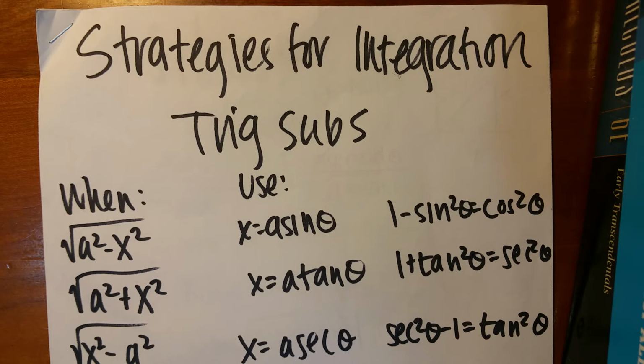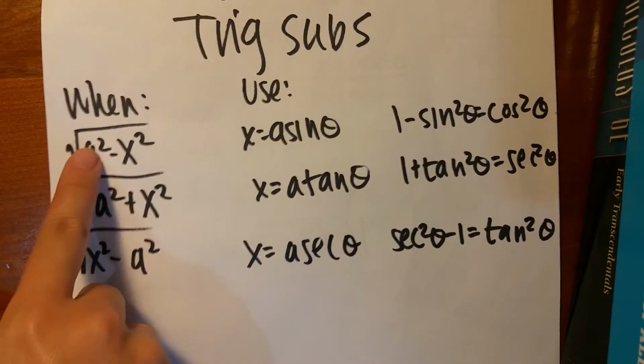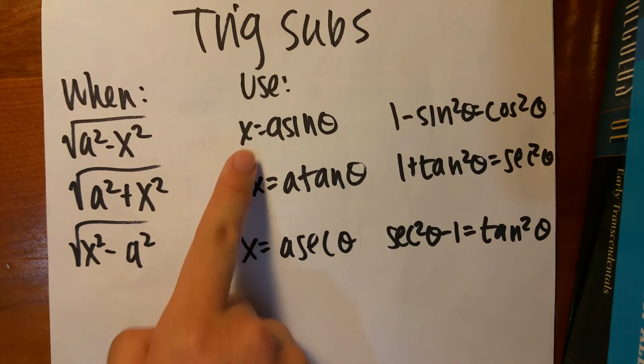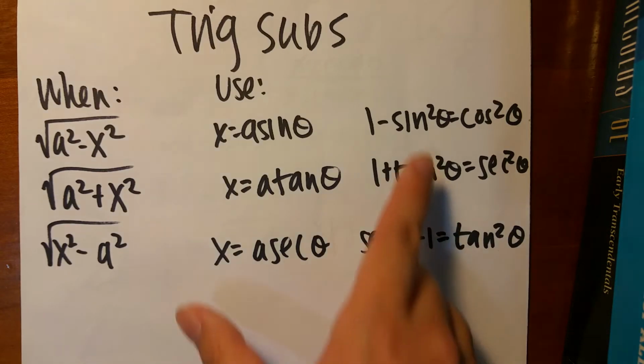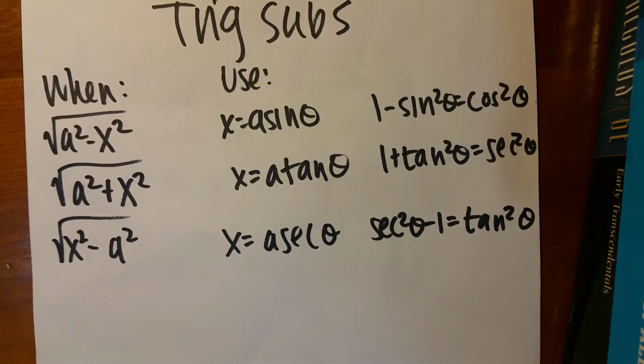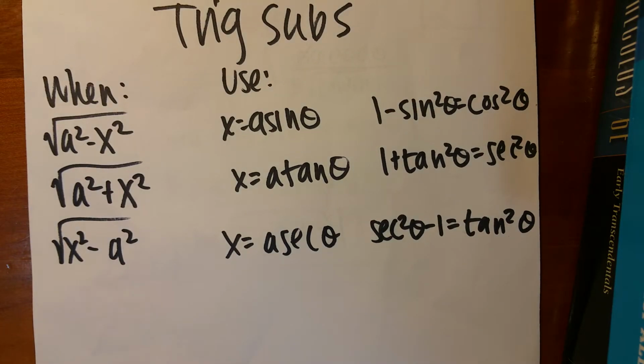Today I'm going to be explaining trig subs, which is another strategy for integration. Trig subs are particularly useful when we have to integrate one of these three sorts of functions, where a is a constant. If we have to integrate one of these three sorts of functions, we use the following substitutions for x and then the following trig identities to solve for the integral. So let's just start off with a couple practice problems.